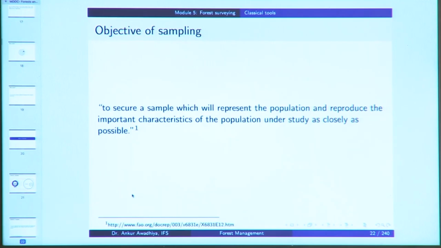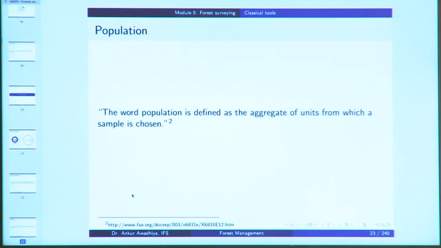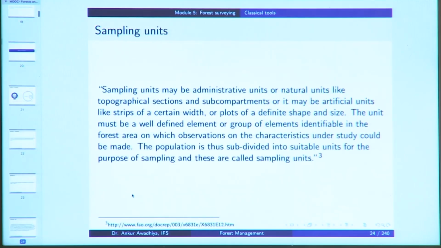as closely as possible. Then population is defined as the aggregate of units from which a sample is chosen, and sampling unit is defined as the subdivision of the population for the purpose of sampling.